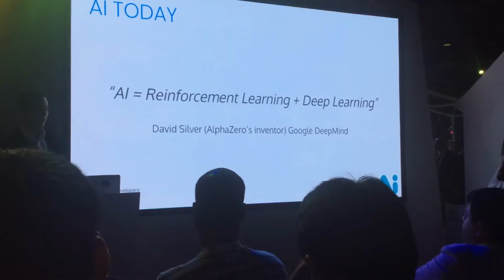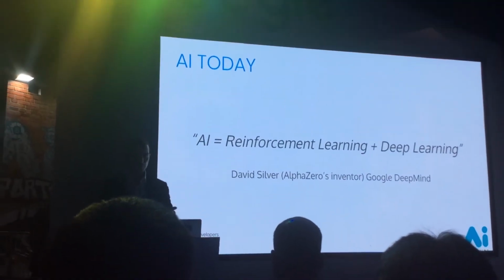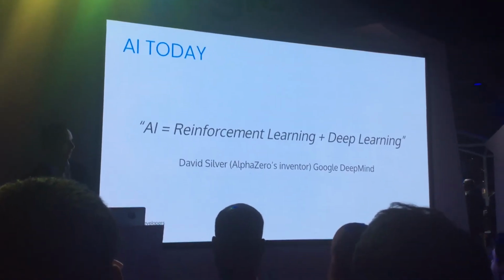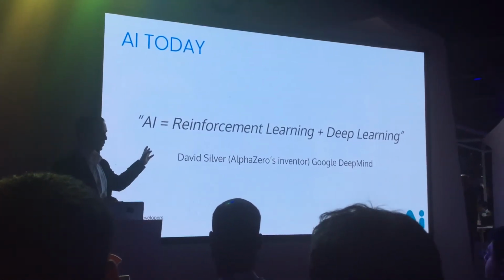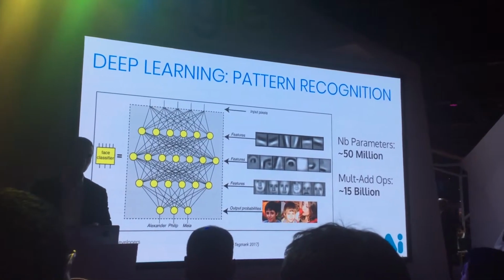By the way, this is a definition from David Silver, the inventor of AlphaGo, which solved the game of chess and Go, and who works at Google DeepMind. So AI today, it's essentially these two technologies. So let's start with deep learning first.